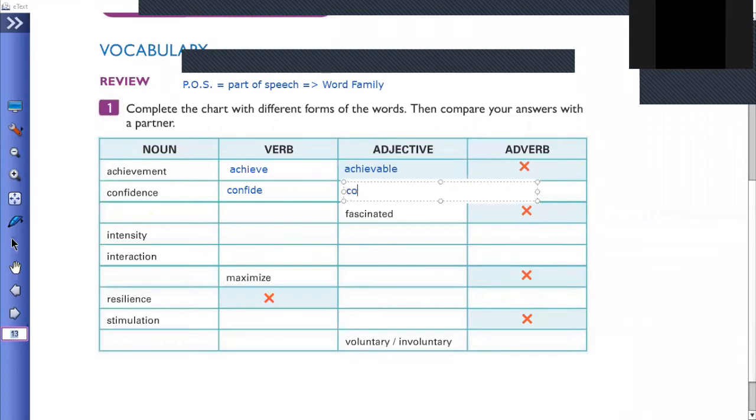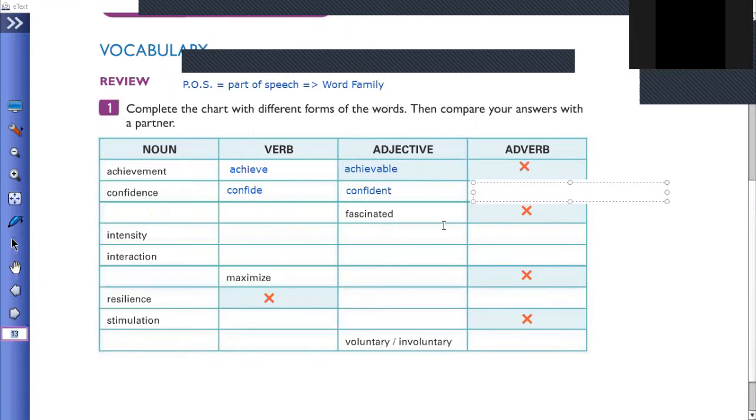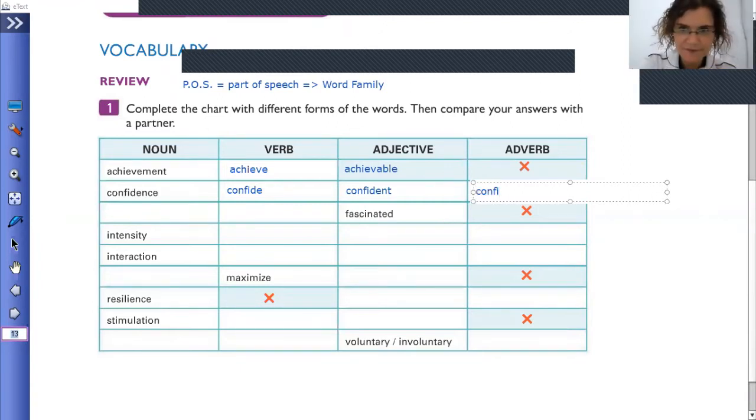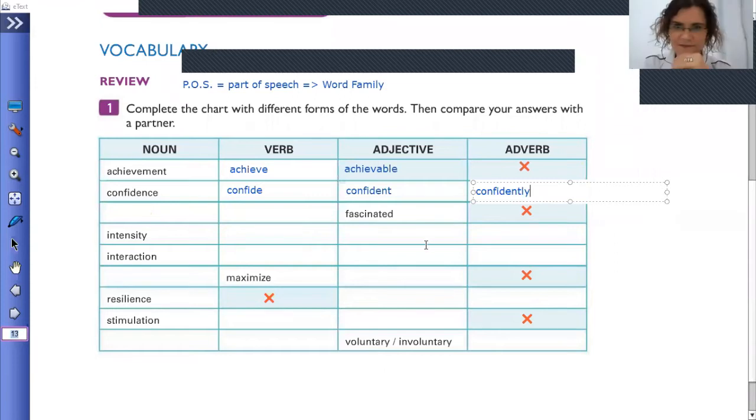Confi... This one. Confident. Oh, yeah. Do you know the adverb? It's with ly. Add ly. It's like the adjective, but you add ly. Confidently. Yeah. Okay, great. Thank you. Awesome.